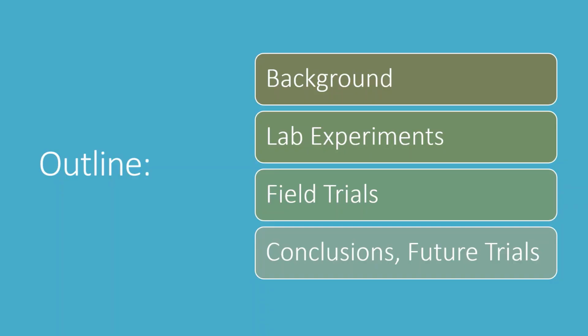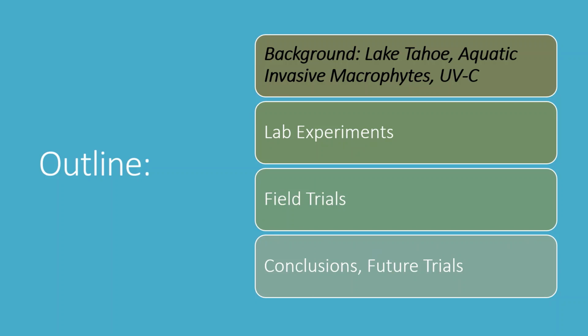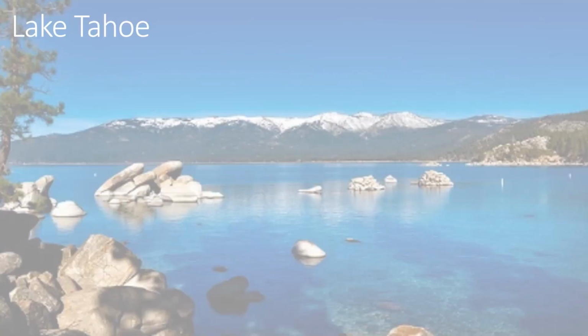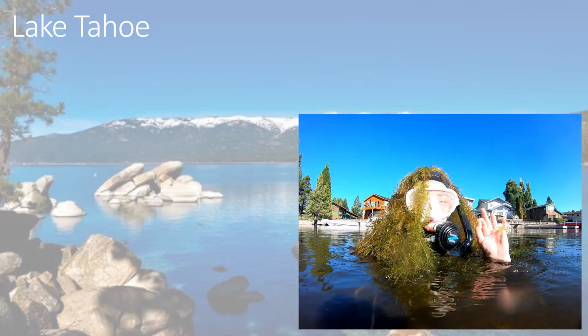First, a roadmap of where we're heading. I'm going to start by discussing the background of Lake Tahoe, aquatic invasive macrophytes in general, and the use of UVC. When people think of Lake Tahoe, they tend to think of the world-renowned clarity, the deep alpine lake, and not the increasing population and problem of aquatic invasive macrophytes.